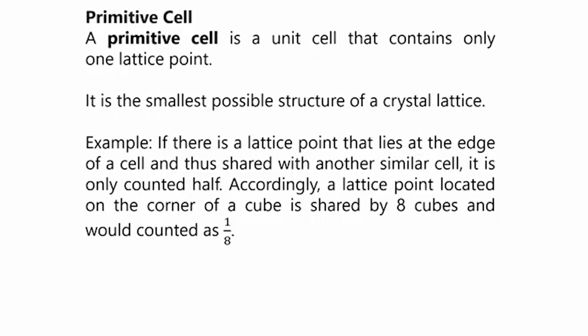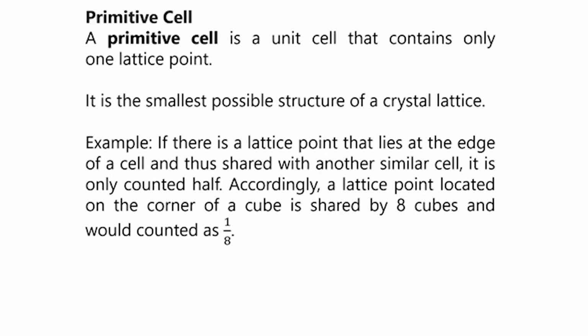A primitive cell, on the other hand, is a unit cell that contains only one lattice point. So, that is the smallest possible structure of a crystal lattice. If there is a lattice point that lies at the edge of a unit cell, then it is shared by another adjacent similar unit cell, and it is only counted half. Accordingly, a lattice point located at the corner of a cube, we are talking about 3 dimensions, is shared by 8 such cubes.